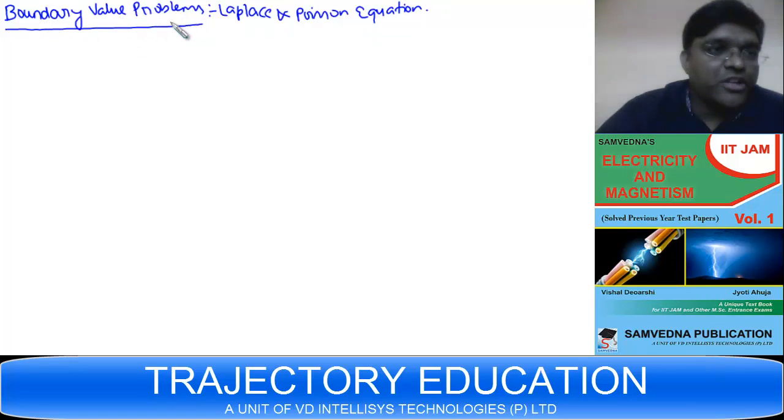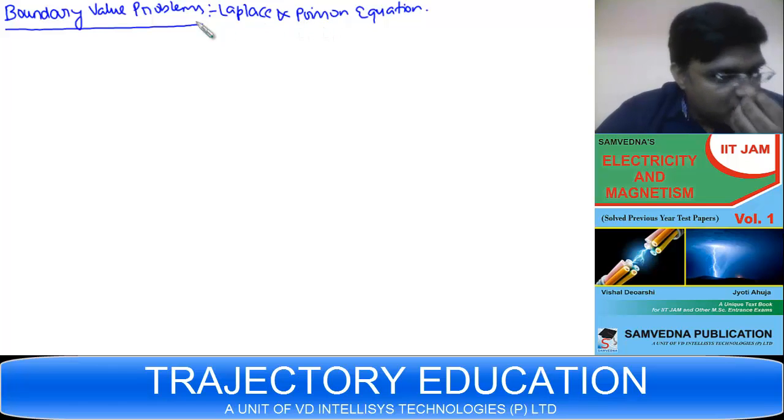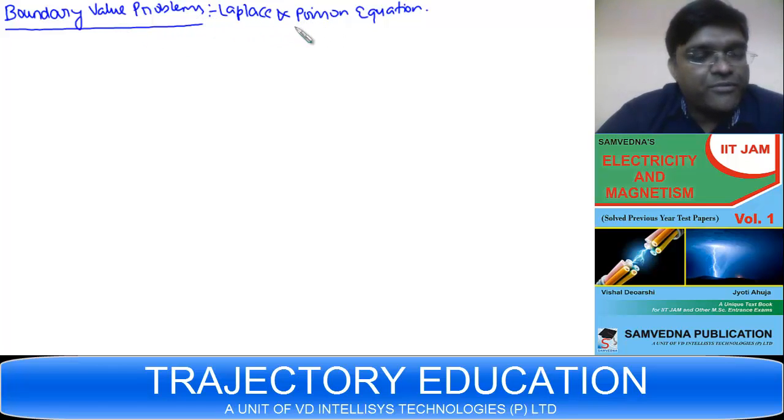So this is a new chapter, boundary value problems, Laplace and Poisson equation. Till now we have been doing problems where you are given a charge distribution and you have to find the electric field and potential.